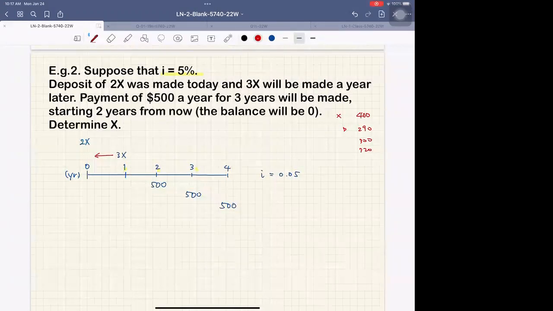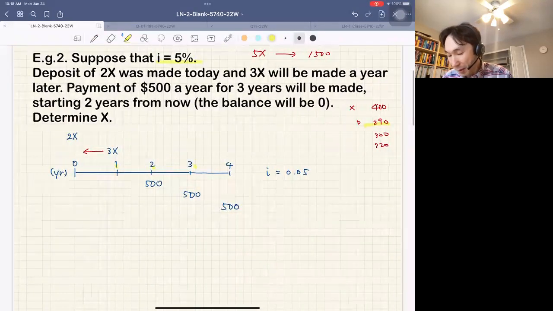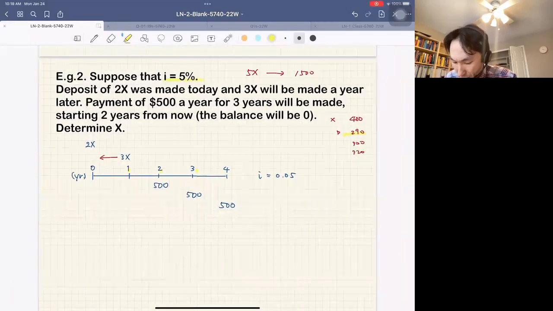So the simplest way to state this situation is that we deposit $5x, and after that we will get $1,500, right? So this becomes this. So maybe x equal to 300 is the simplest guess, but it will accumulate some interest. So x should be less than 300. So I think 290 is probably closest. Possibly 300 is closer, but what is my guess?